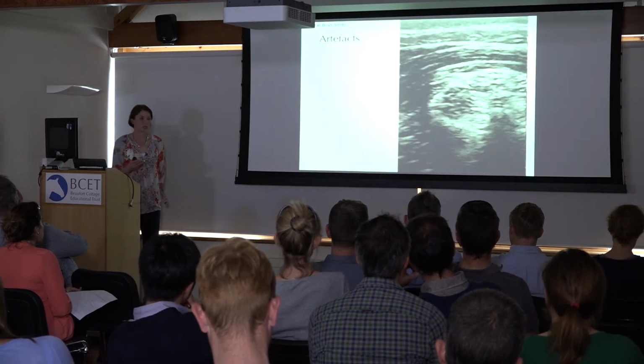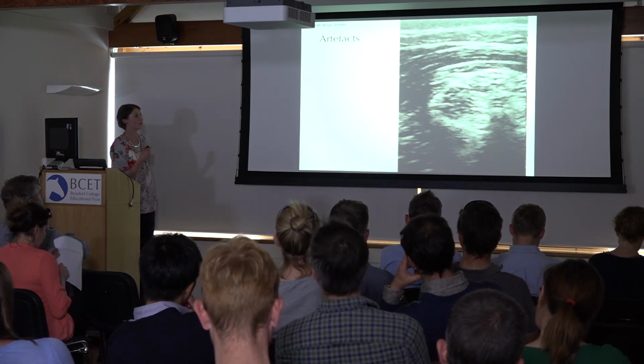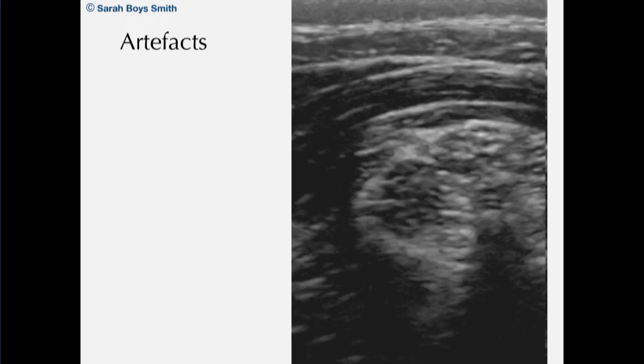It is quite prone to artifacts, unfortunately, just because of its shape and because we are going to be off incidence to that ligament. So this is one of the most common artifacts that we'll see, a rounded area of reduced echogenicity within that ligament here. And again, that's really just because we're coming off incidence and because of the curvature of the fibers within that ligament.